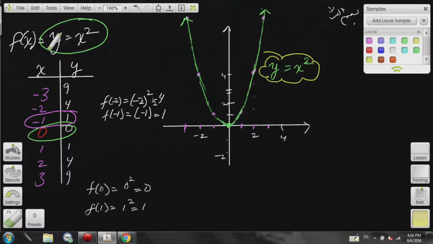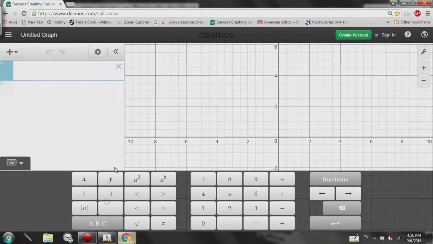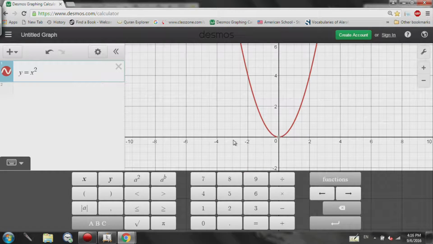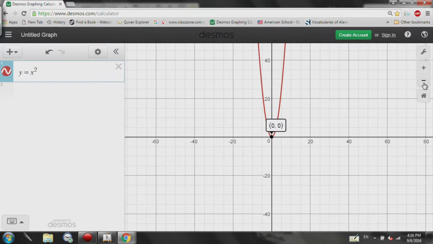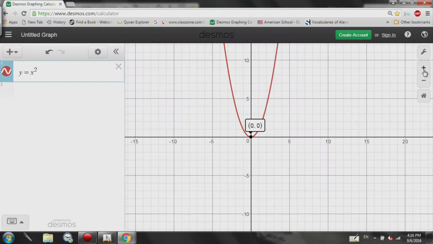So you can see when you graph this function, you get a parabola. So let's do it over here. Y equals x squared. See? You get this parabola. So this is called, if you zoom out a little bit, see? It's like that. It's a parabola.